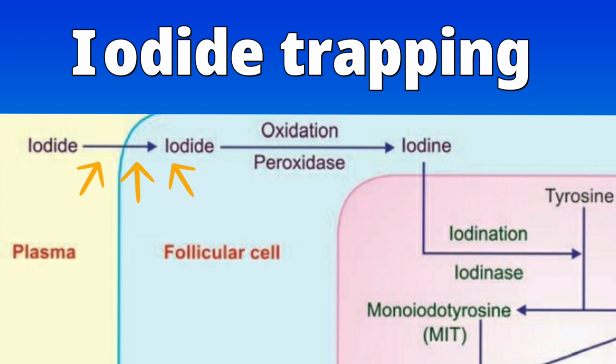Normally, iodide is 30 times more concentrated in the thyroid gland than in the blood. However, during hyperactivity of the thyroid gland, the concentration of iodide increases 200 times more.